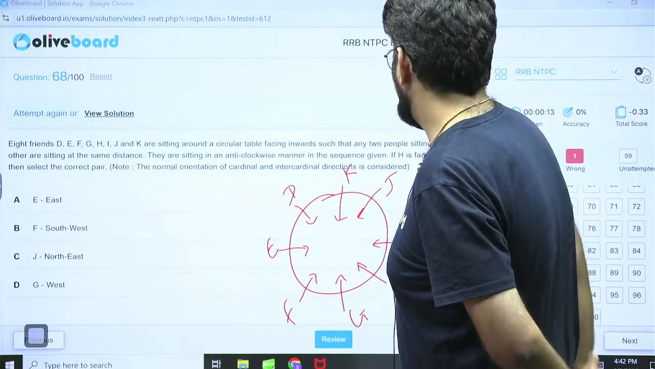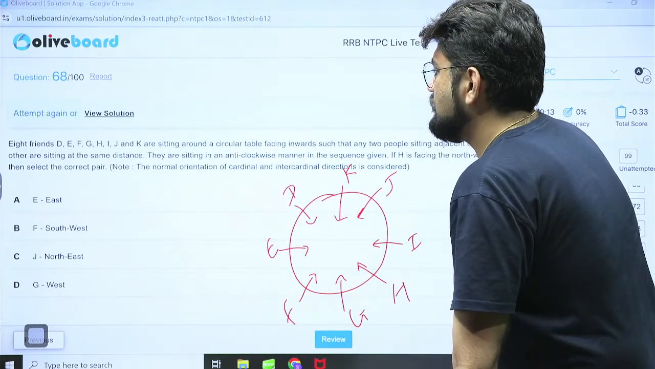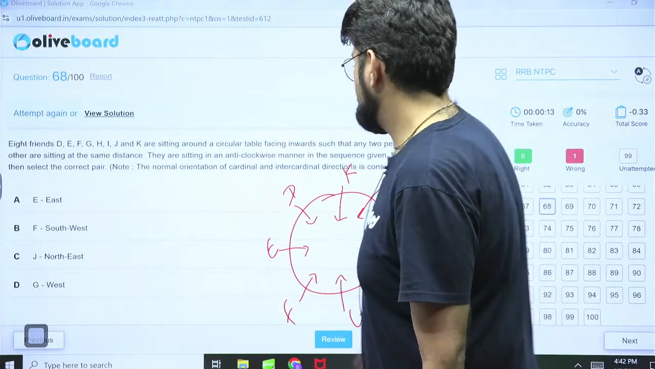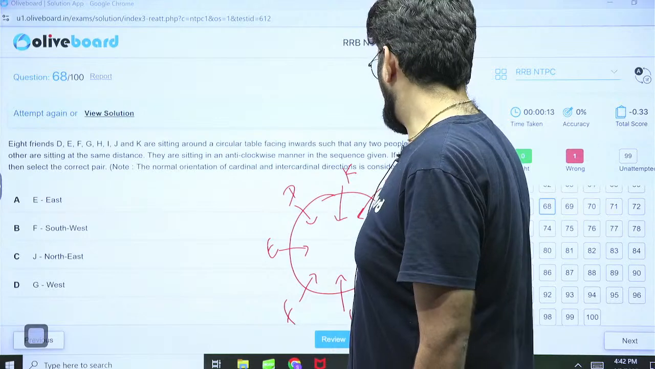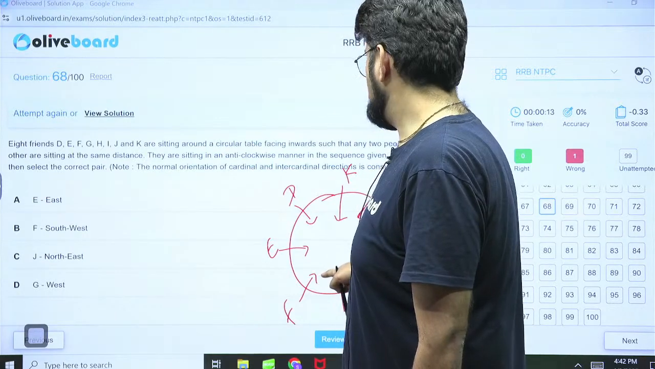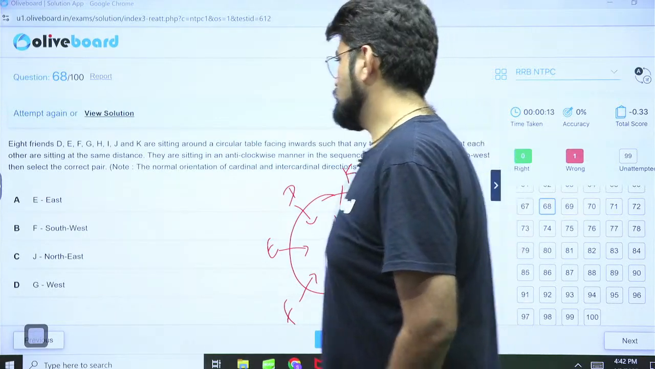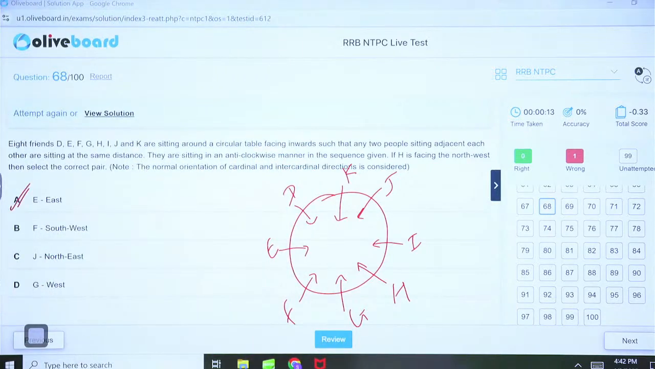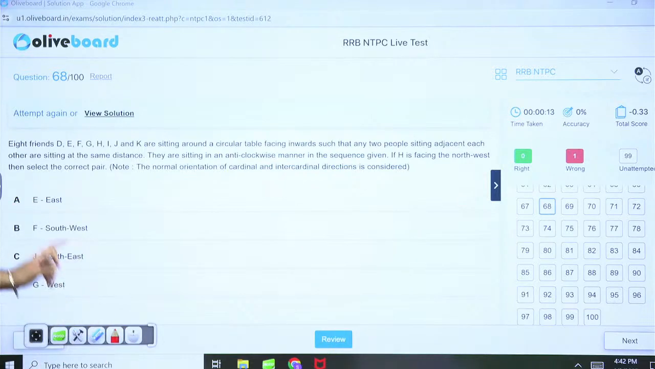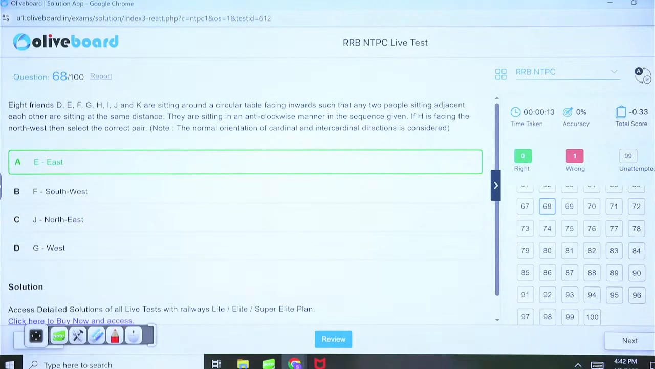Okay. Select the correct pair. E is facing the east. Yes. F is facing the southwest. No. J is facing the northeast. No. And G is facing the west. No. So E is facing the east is absolutely correct. E is sitting in the west but facing the east. Option A should technically be the right answer. J was sitting in the northeast, I believe, but facing the southwest. So option A is the right answer. Good.